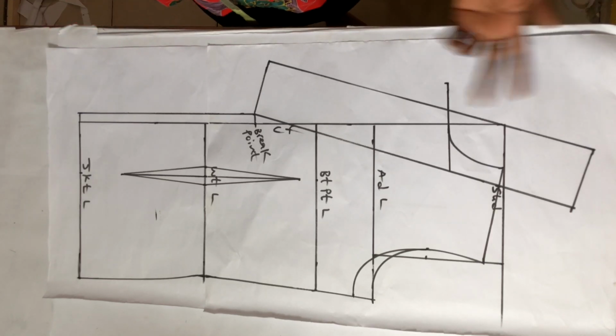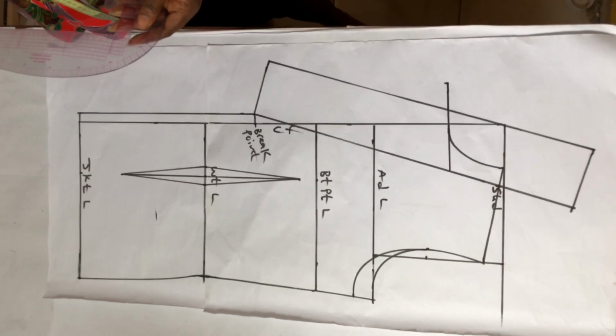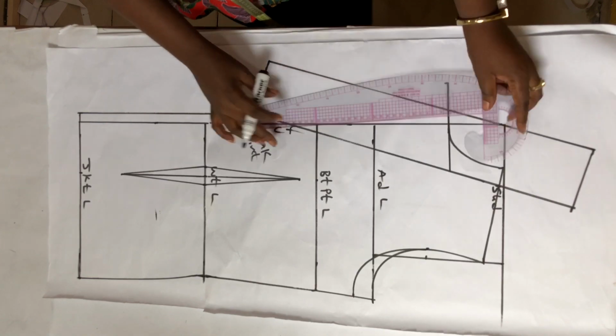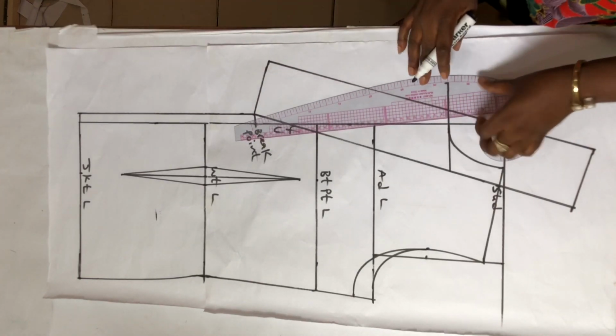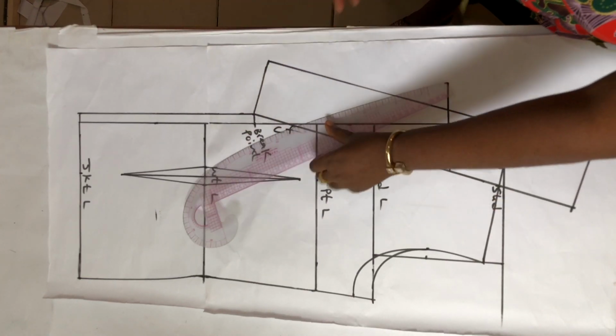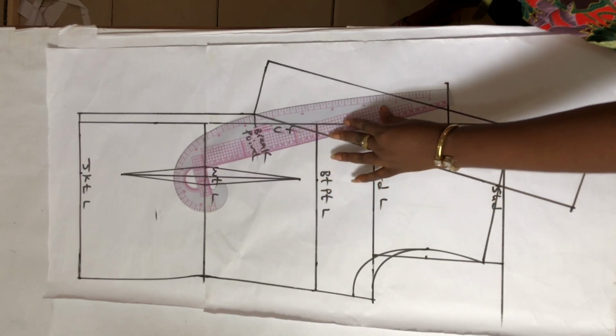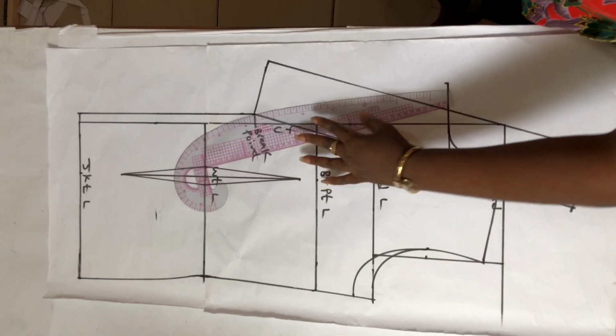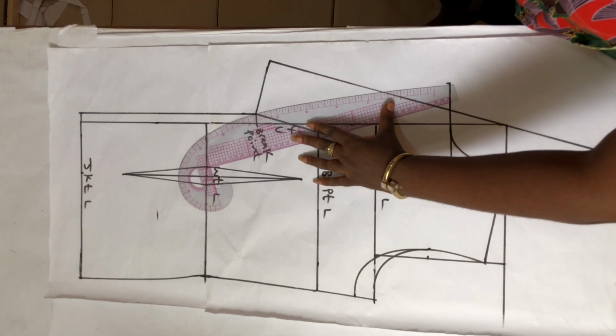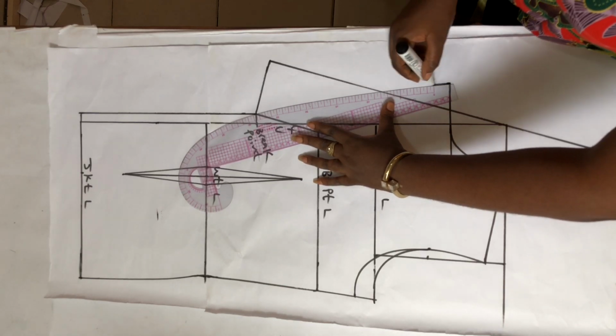either using a ruler or a French curve, depending on your preference. I don't like the type of ruler, it's too straight for me. I like it slightly curved, so I use a French curve. I'm going to do a very light curve here.